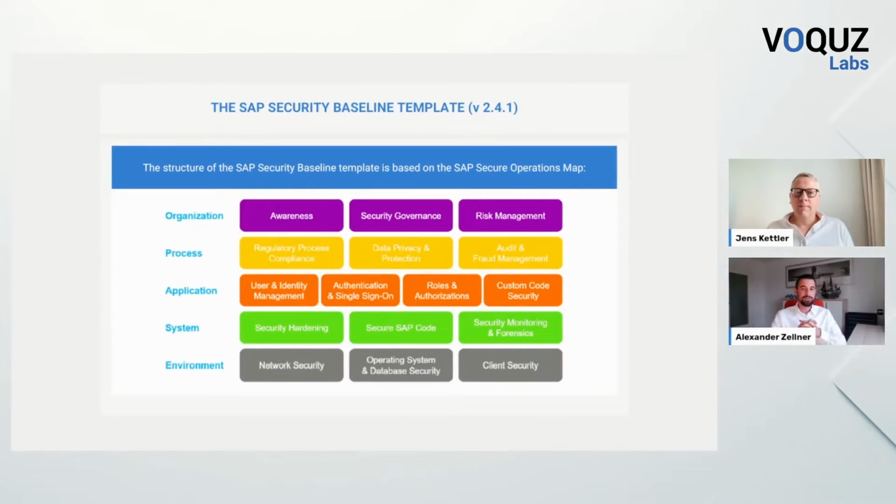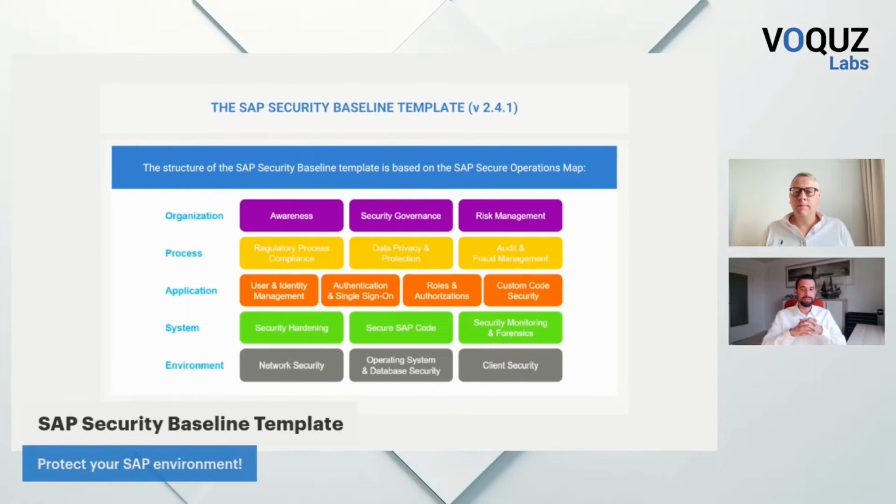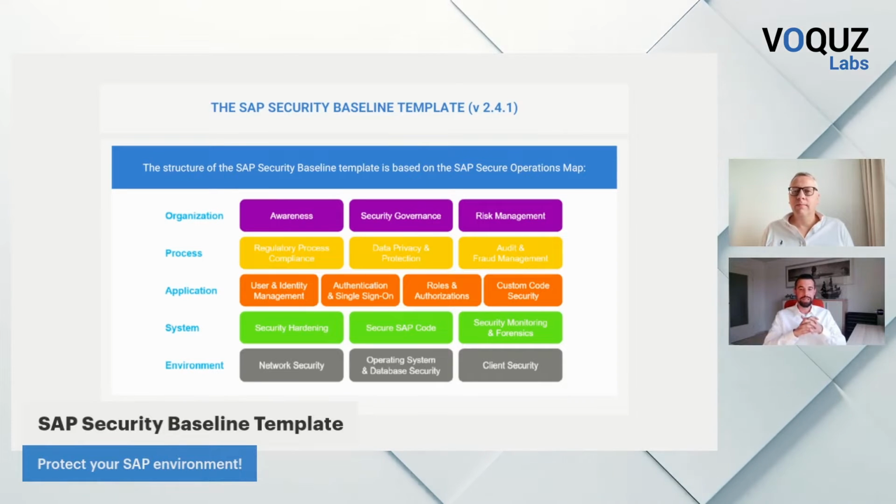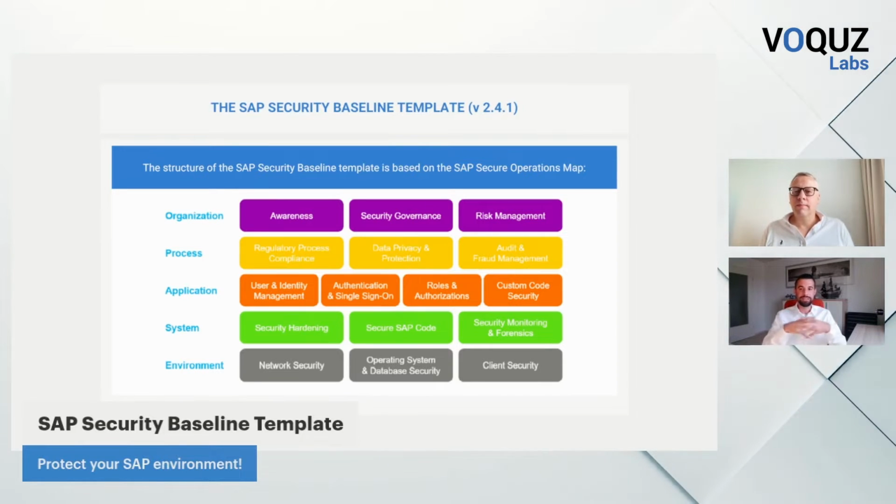And when we look at the SAP Secure Operations Map, which is on the next slide, you will see this is the structure that's basically the foundation of the SAP Security Baseline Template. SAP categorized it in 5 different layers: environment, system, the application layer, processes, and the organization topic.